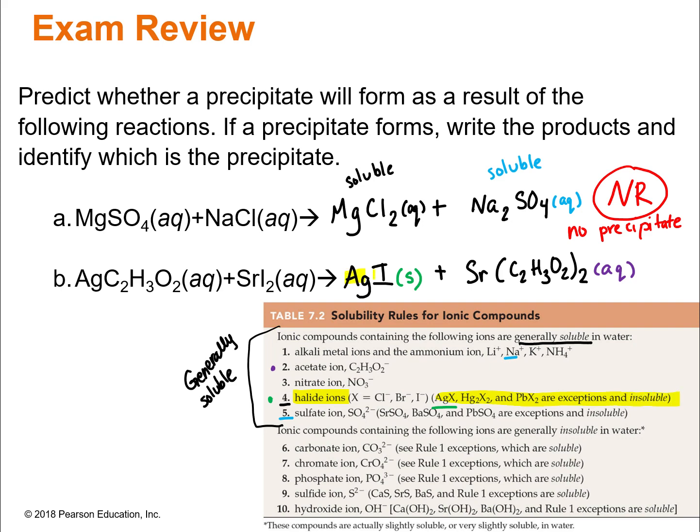And what we had was silver with iodide. So if that X is equal to any of the halides, Cl, Br, or I, then you're going to have something that is insoluble. Does that help answer your question? Okay, great.